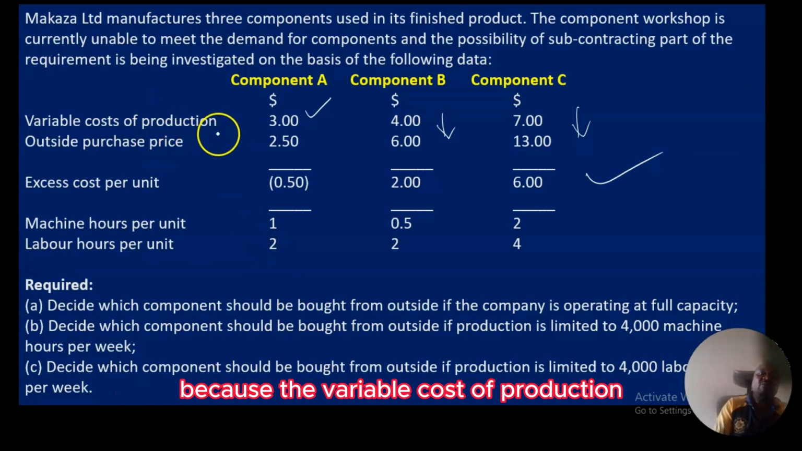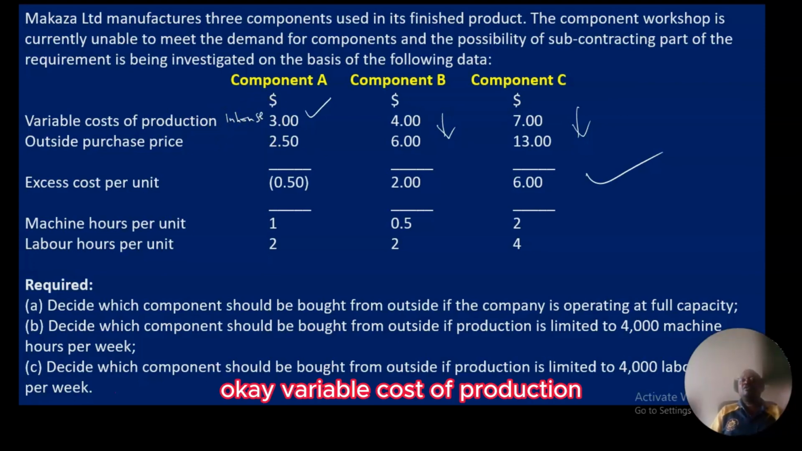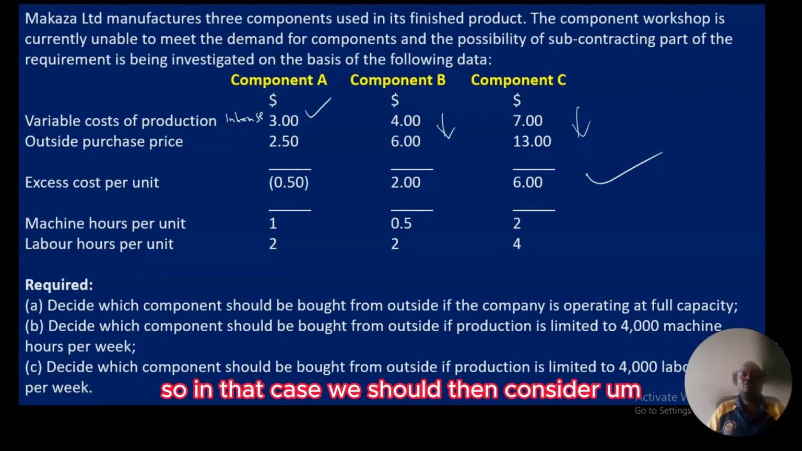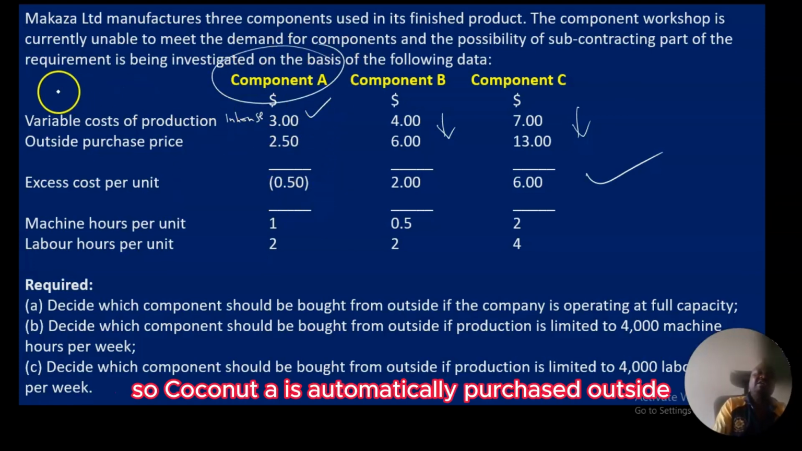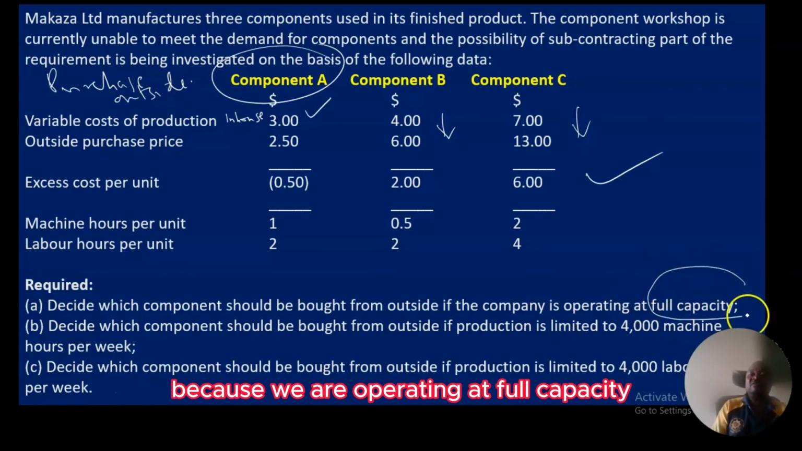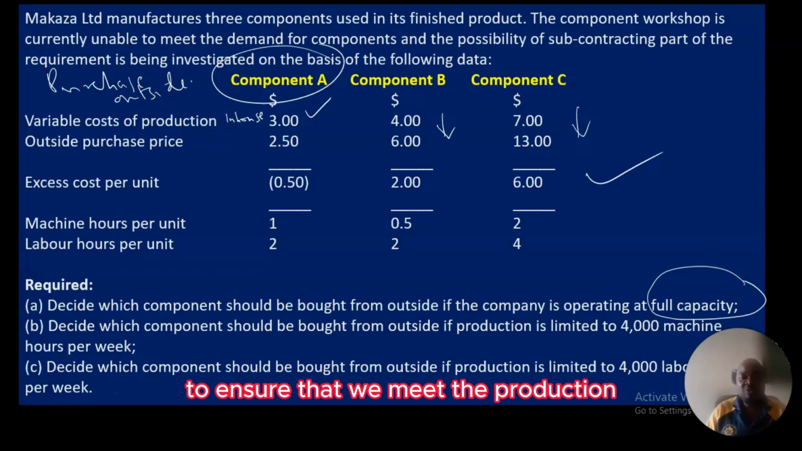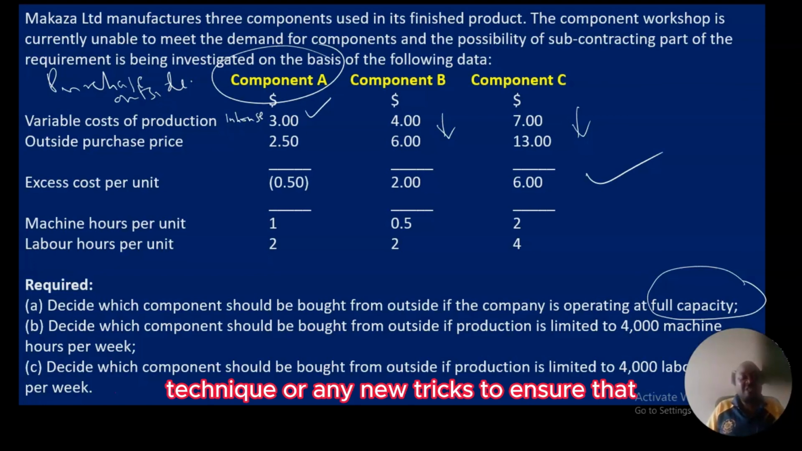Okay, why? Because the variable cost of production, this is production in-house, is higher than the amount payable if we purchase the items from outside. So in that case, we should consider buying the items outside. So component A is automatically purchased outside. That's the answer for part A. Why? Because we are operating at full capacity. We cannot make any tricks to ensure that we meet the production of this particular component. We are already fully occupied. We can't accommodate any new technique to ensure that that component is manufactured in-house.